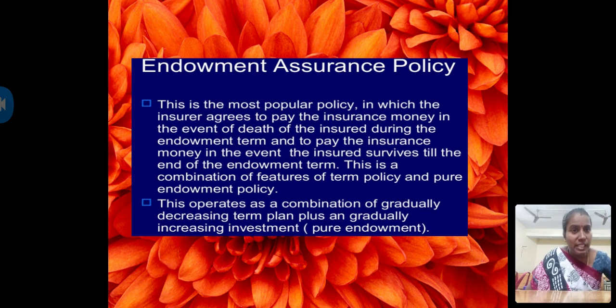Endowment assurance policy. This is the most popular policy in which the insurer agrees to pay the insurance money in the event of death occurring during the endowment term and pay the insurance money in the event the insured survives till the end of the endowment term. This is a combination of features of term policy and a pure endowment policy. This operates as a combination of gradually decreasing term plan plus gradually increasing investment.